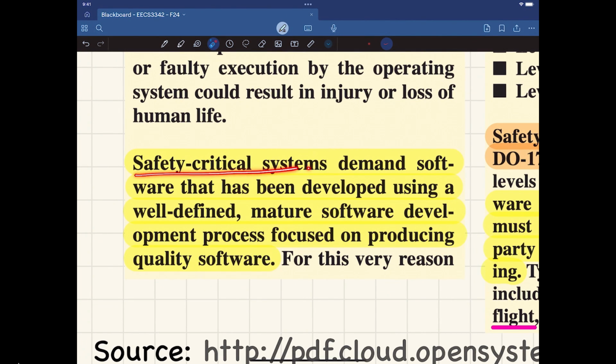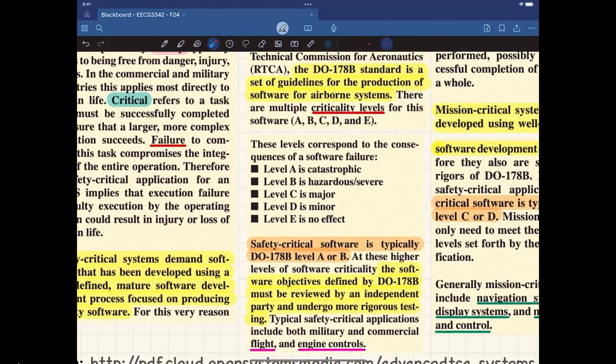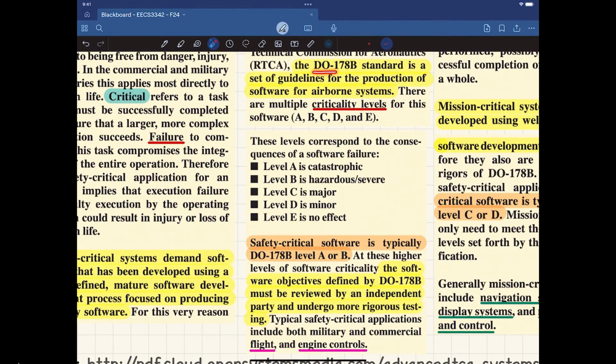Safety critical systems demand software that has been developed using a well-defined, mature software development process. That's what we are teaching you in 3342 and 4315. All right, so keep that in mind. That's our goal for these two courses. And what I want to draw your attention to is, in one of the industrial standards, they talk about something called criticality levels. That's a nice term to actually know. In order for you to know whether or not your system is safety critical or mission critical, you can think about what's really its criticality level. What if the system failed? How can you really characterize its failure?